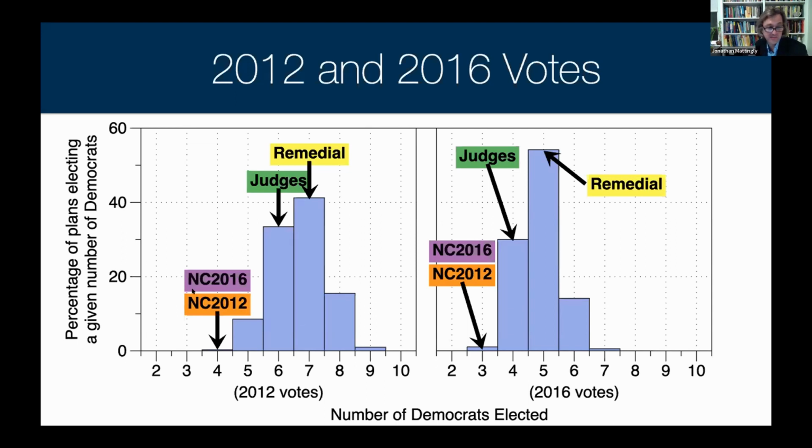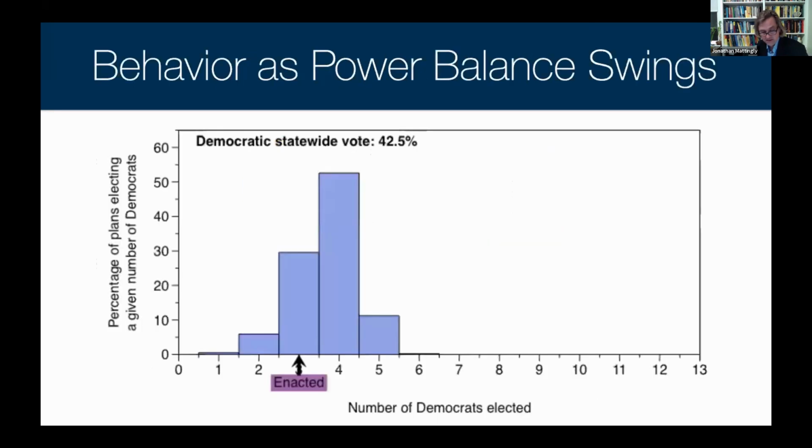And what you see is that the maps we used for almost a decade in North Carolina, the purple and the orange, are really unusual maps. And so that was convincing to the court that these were atypical. And maybe even more convincing was the following thing. So let me show you a simulation from this.